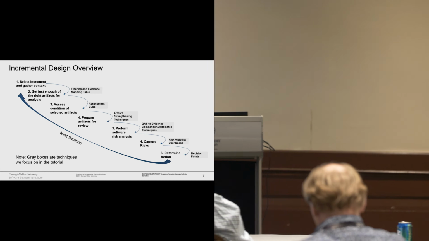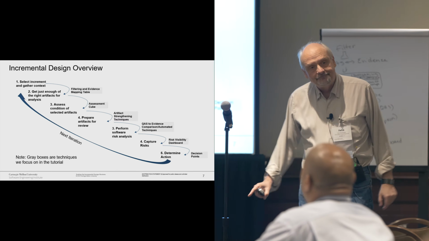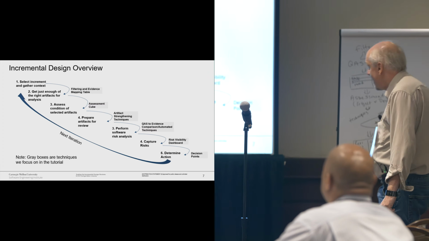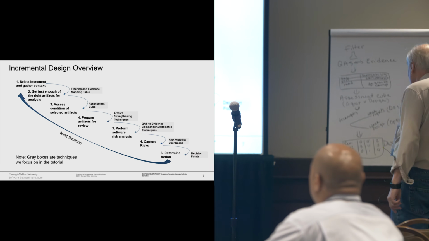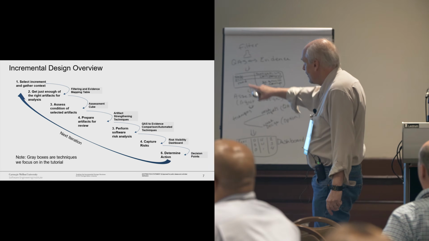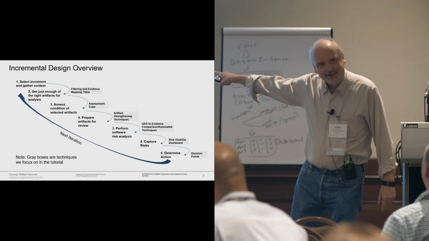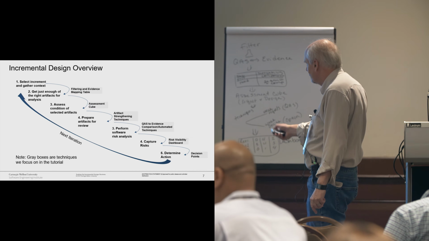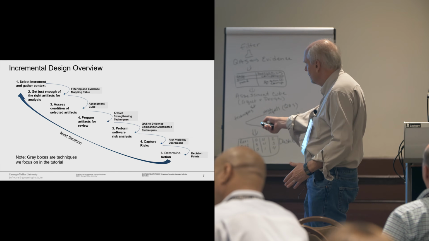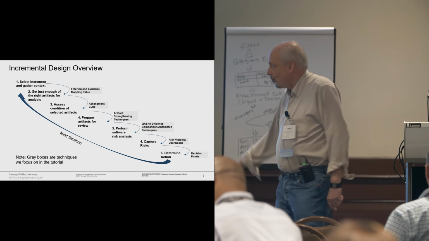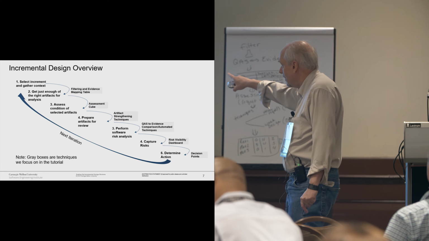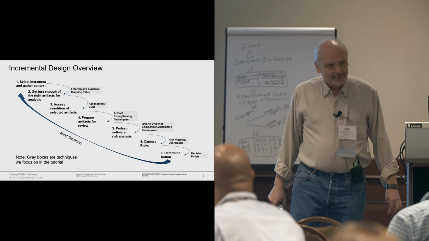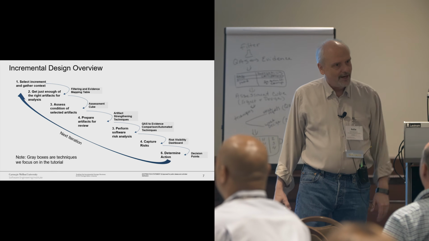Let me skip through this one. This is the process that we will go through when we say this design review. As you can see, there is the topic number, the second three here, where we say, perform the software risk analysis. That's where the review actually happens.